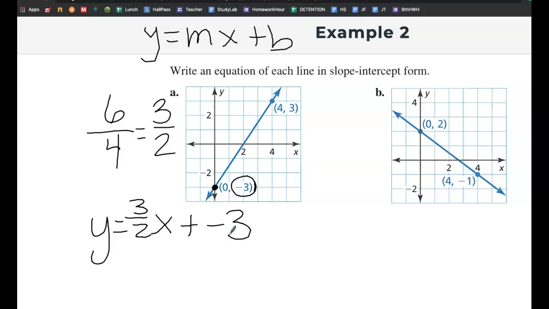A -3, or y equals 3 over 2x minus 3. Those are the same thing.